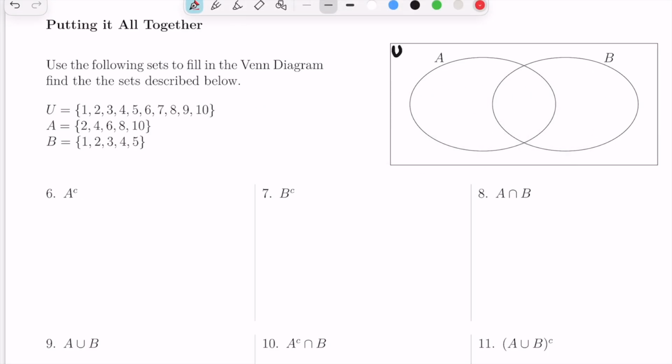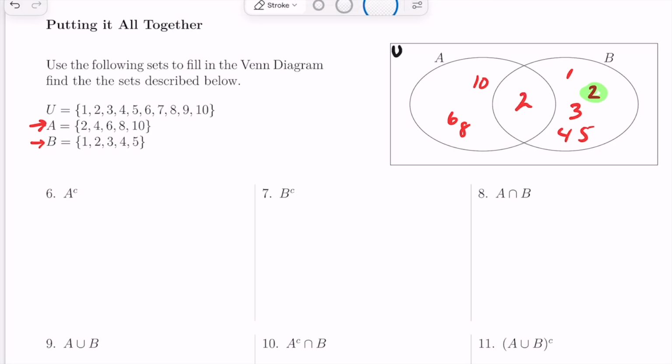I might even look at these and say, I can see these are the even numbers, 2 through 10. These are the numbers 1, 2, 3, 4, 5. And then when I see that A has a couple of those same numbers, 2, 4, 6, 8, and 10, I might look at this and say, well, I see that there's a 2 in both of them. So I should put the 2 there and erase them out here. I also see that there's a 4 in both of them. So I'll erase them there and put the 4 in the middle.